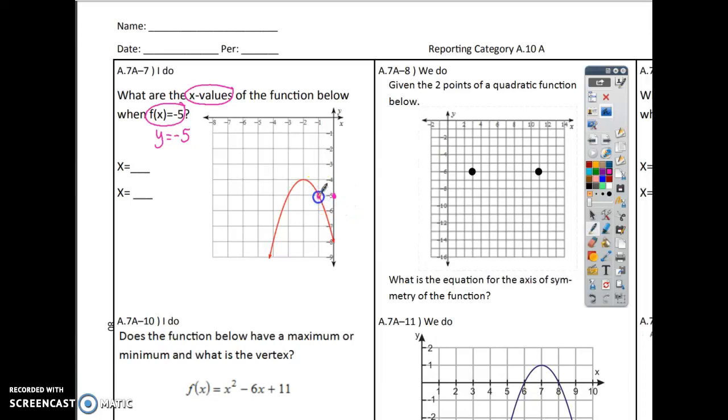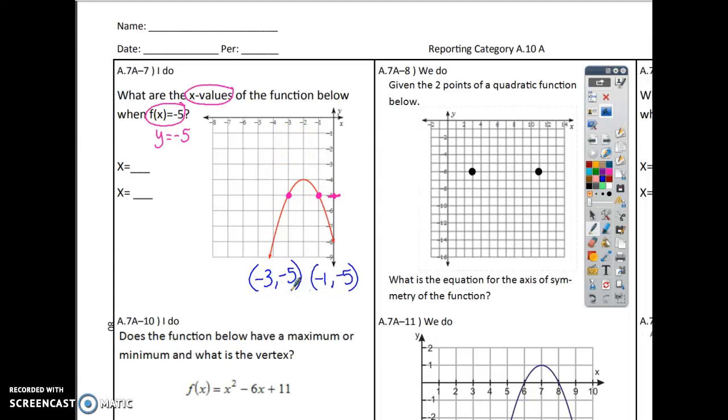Well, at -5, I have 1 here and 1 here. So these are the points that we're looking for because they're at -5. So the x for this one would be -1. So that's -1, comma, -5. And the other one is -3, comma, -5.